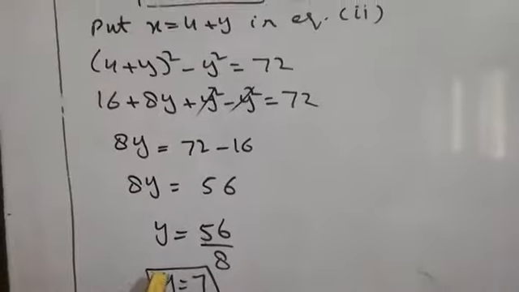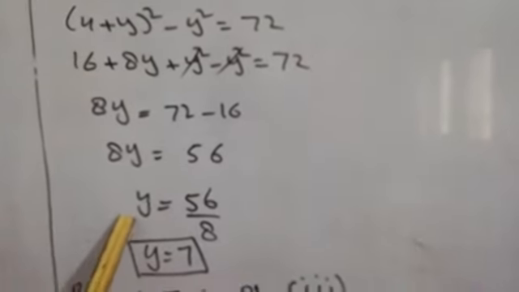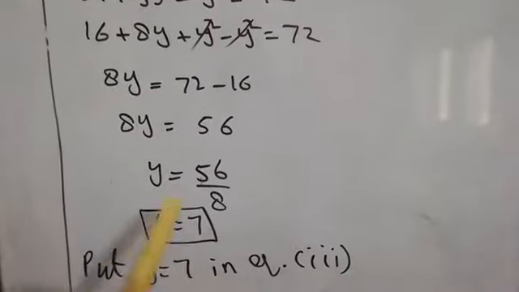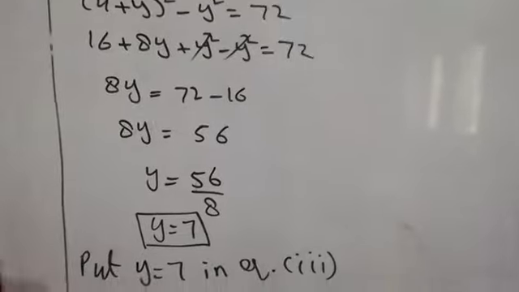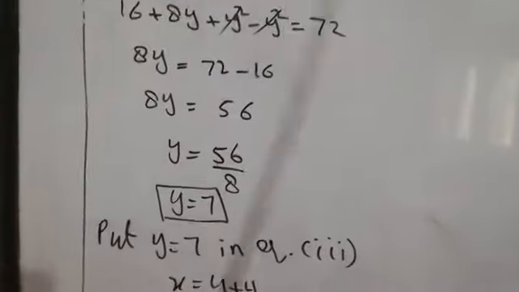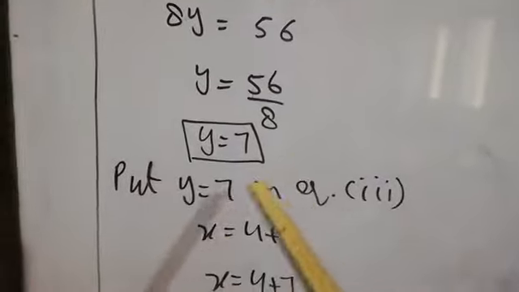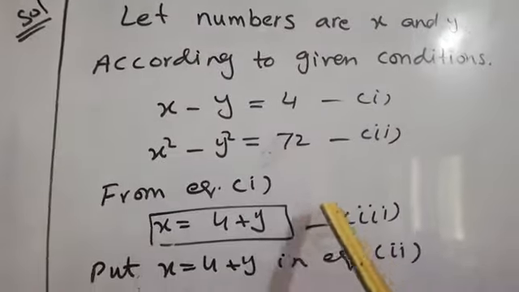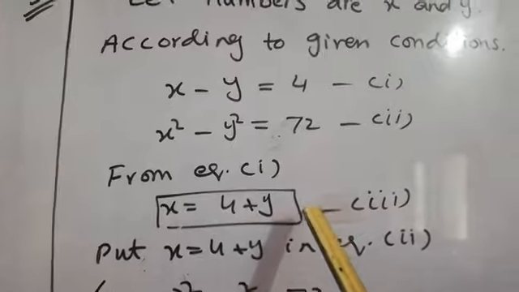Now we will divide the equation on both sides by 8 and we will get the value of y, which is equals to 7. This is the value of y. This is first integer. Now we will find the value of the other integer. Put y is equal to 7 in any equation: equation 1, equation 2, equation 3 as you want.